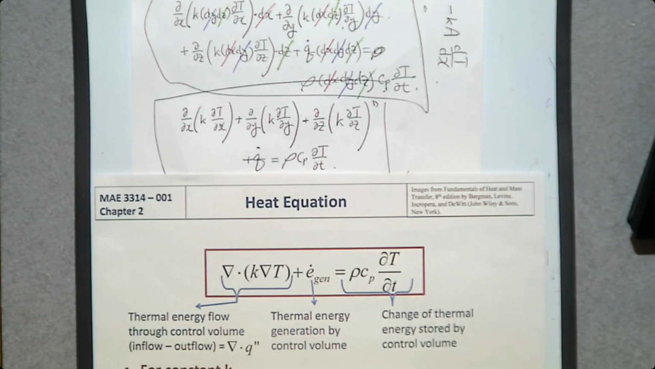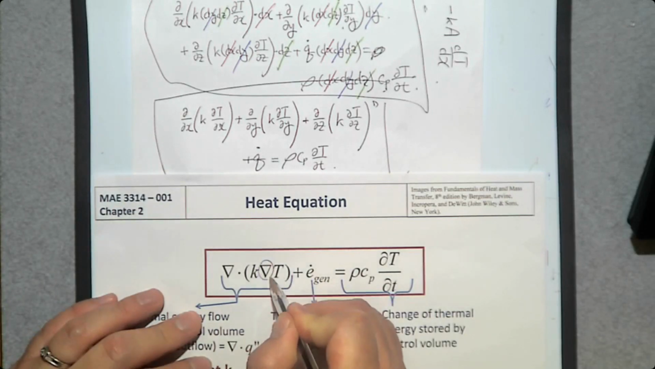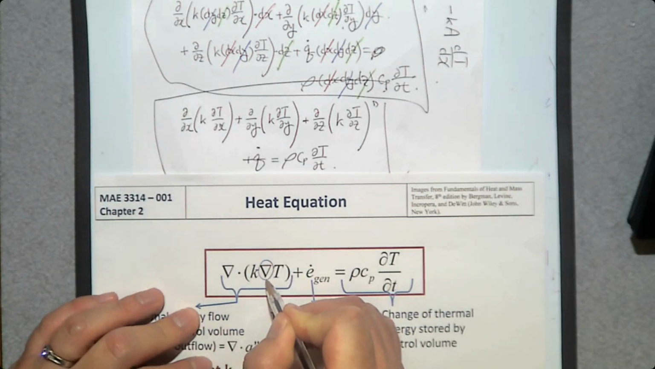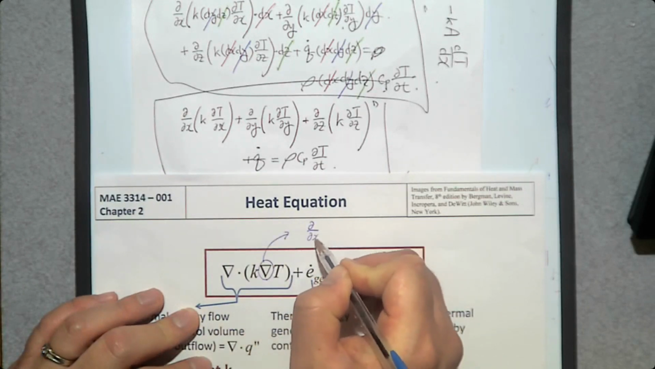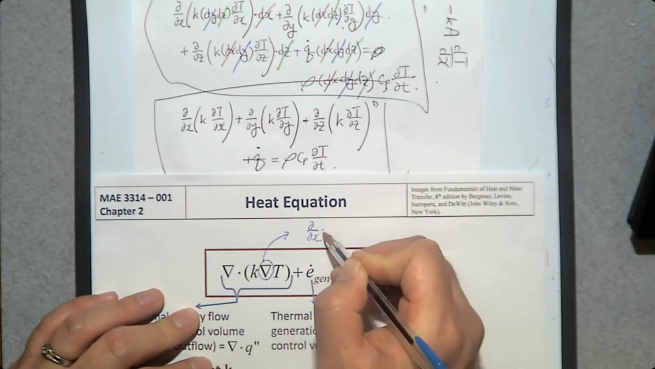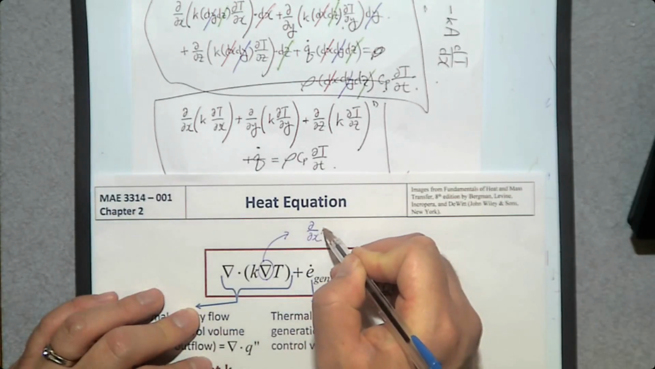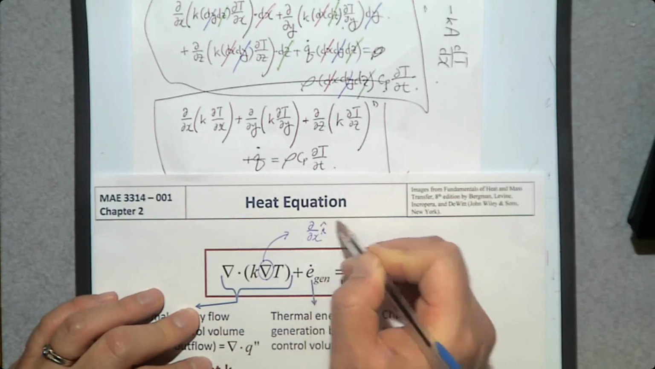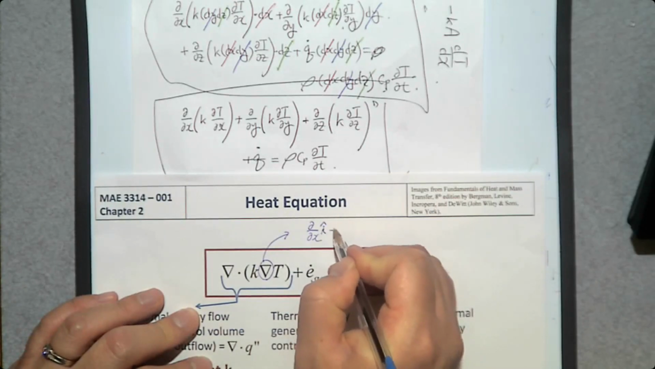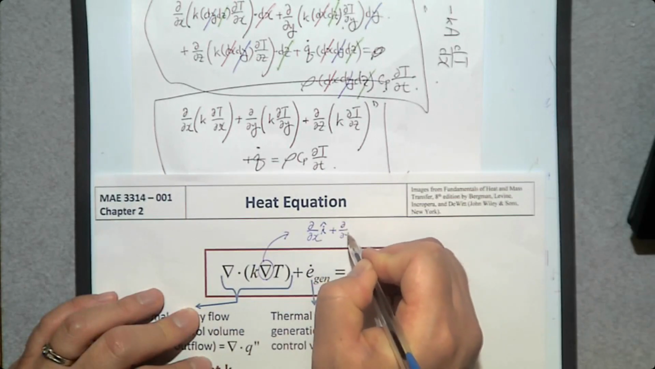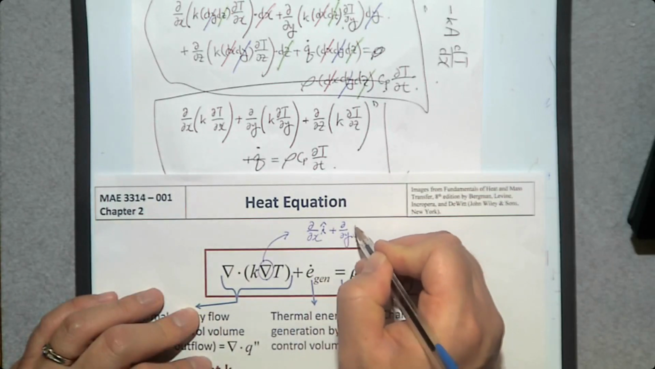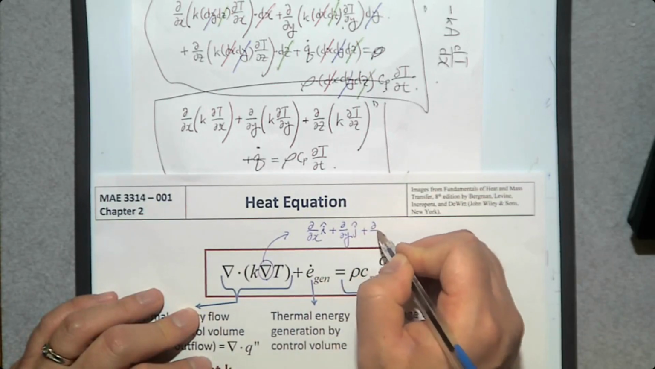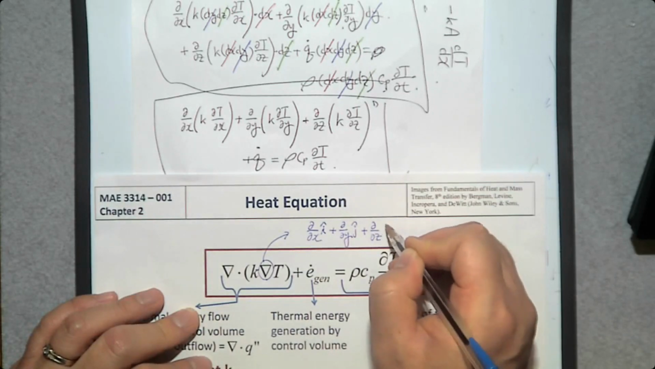Gradient means please replace this upside down triangle with this one: partial over partial x times, this is the x direction, unit vector i, plus partial over partial y, this is y direction, unit vector j, plus partial over partial z, this is z direction, unit vector k.